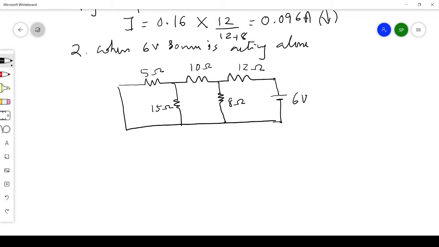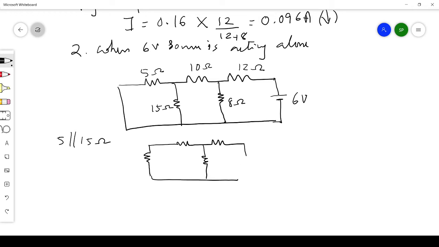So 15 ohm here. Okay, now in this diagram we can see that this 5 and 15 ohm are in parallel, 5 parallel 15 ohm. So we can simplify the diagram and redraw it. The parallel equivalent of 15 and 5 is 3.75, so we will do that here. This one is 12. I'm just redrawing the diagram.